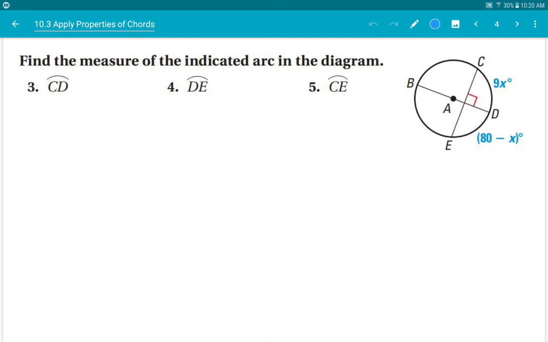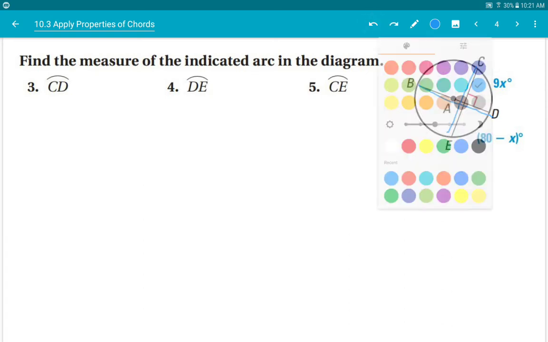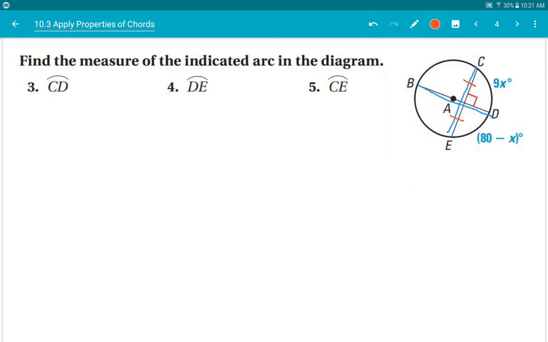We're looking for the measurement of arc CD, this measurement here, the representation of 9x. If I'm looking for 9x, I notice here that BD is a diameter, and the diameter is intersecting segment CE at a perpendicular line. So these two are perpendicular. Because they're perpendicular, I now know that this segment is going to be congruent. Let's do that in red. This segment's congruent to this segment. If those two segments are congruent, then I know that these two arcs are also congruent.